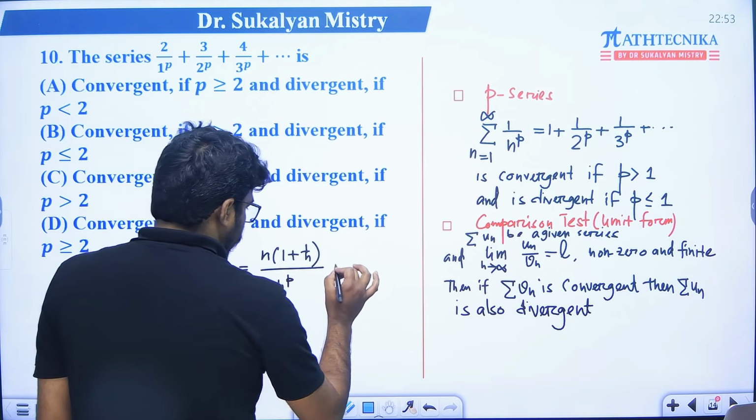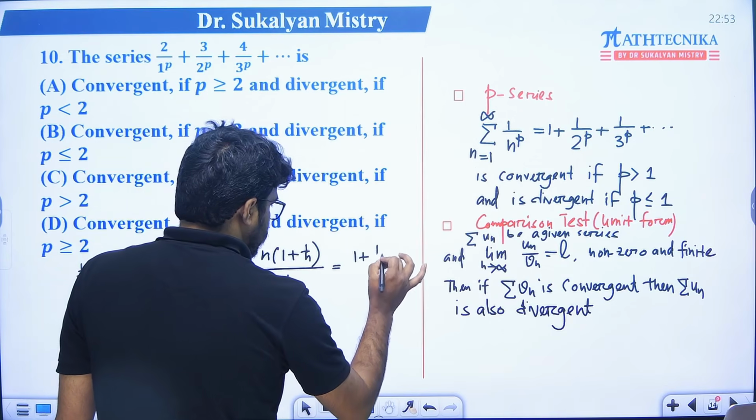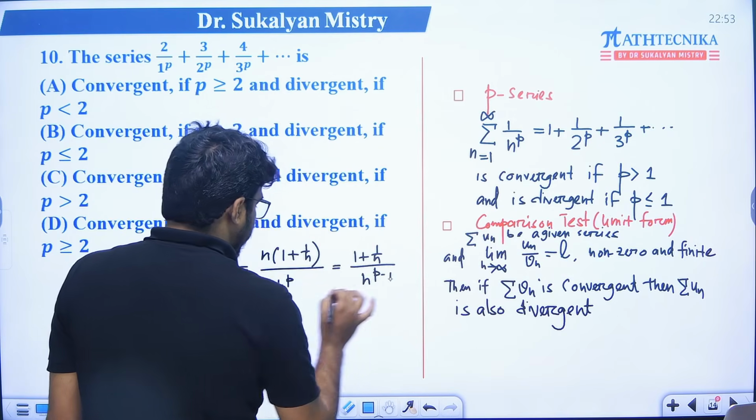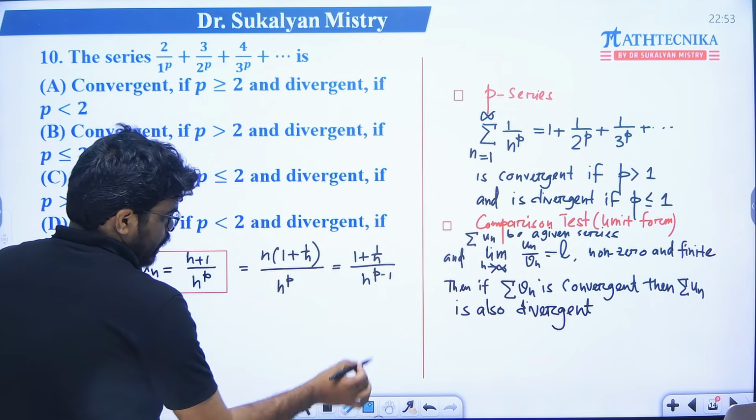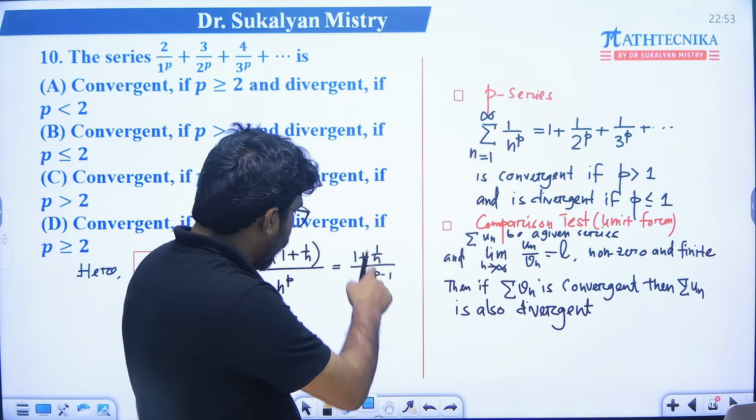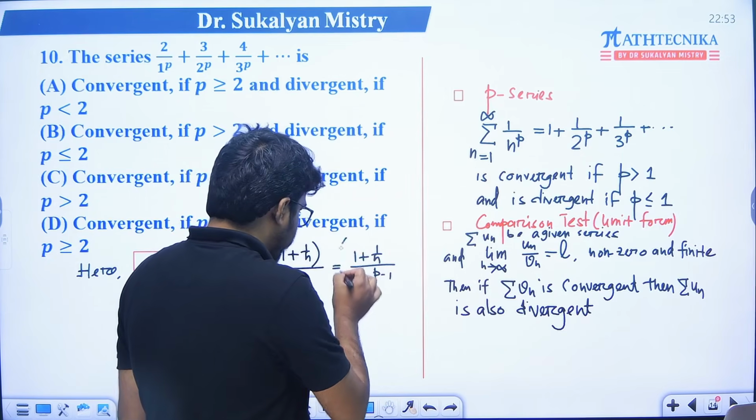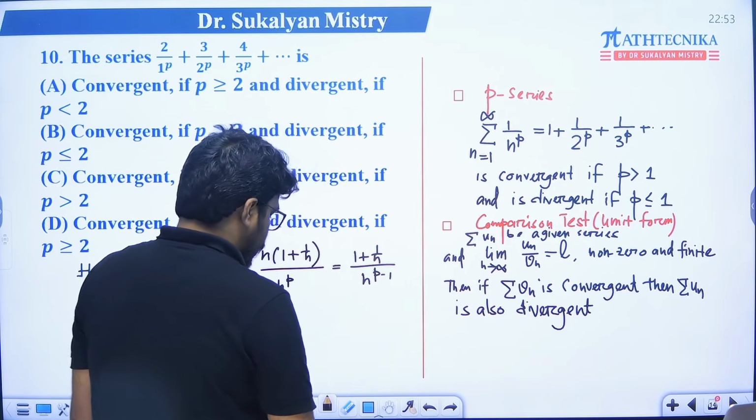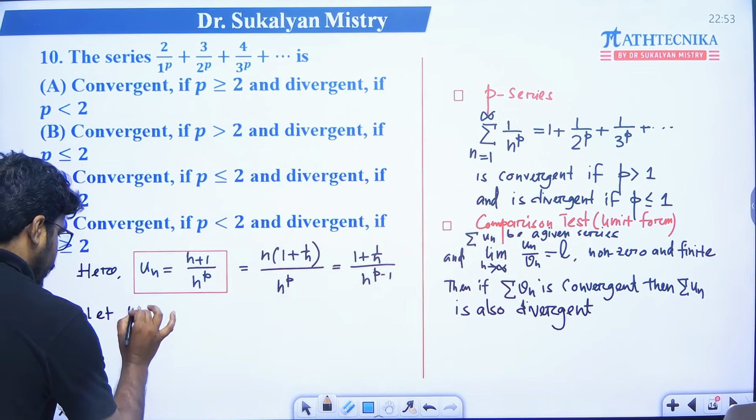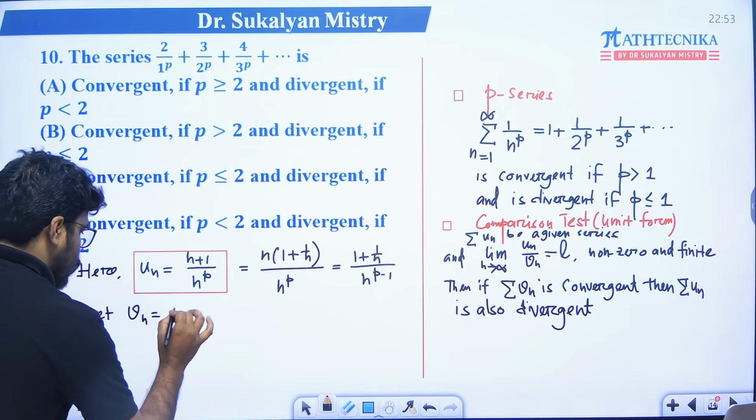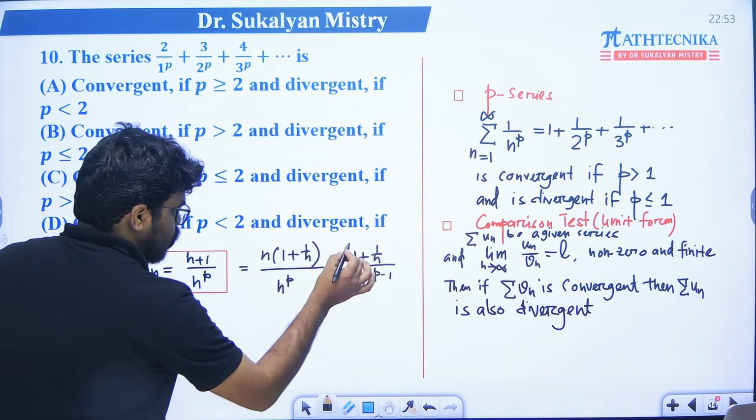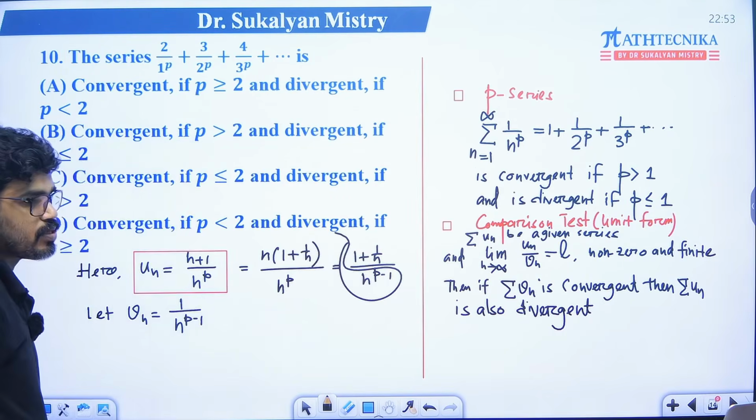So ultimately what we get, that is 1 plus 1 by n divide by n to the power p minus 1. ঠিক, এবার এটাকে তুমি vn কনসিডার করবে। So let vn is 1 by n to the power p minus 1. So let vn, that is the comparison series. We consider this is vn.